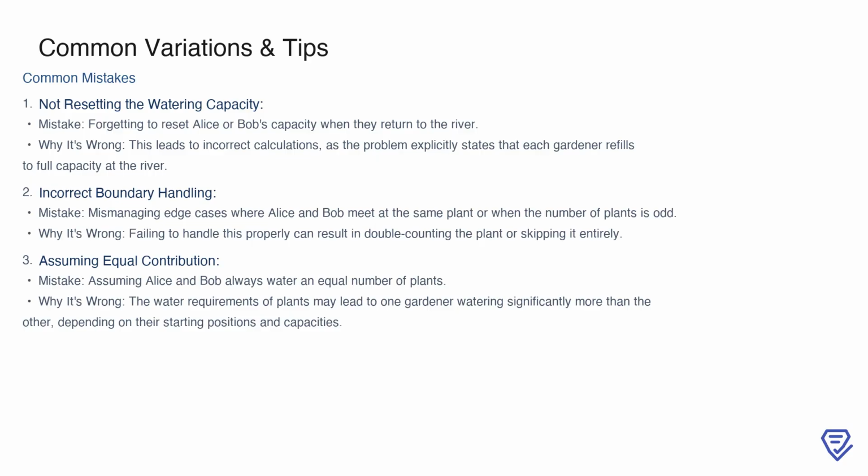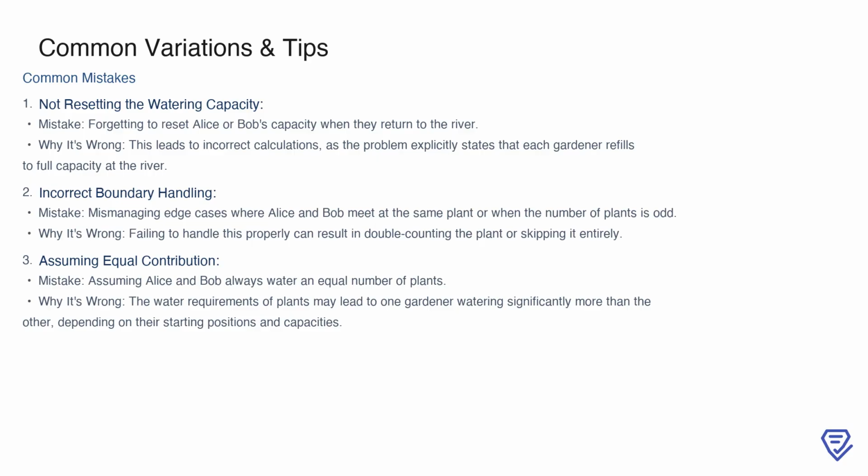First, not resetting Alice or Bob's watering capacity when they return to the river is a frequent error. The problem explicitly states that each gardener refills to full capacity at the river, so failing to do this leads to incorrect calculations. Second, incorrect boundary handling can cause issues. For instance, if Alice and Bob meet at the same plant or if the number of plants is odd, it's easy to double count or skip a plant.